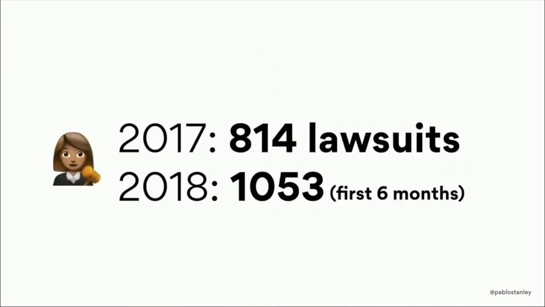By the way, this is just a number from 2017. I don't have the updated number for 2018. It should come soon. But in 2017, there were 814 lawsuits on website accessibility. By the first 6 months of 2018, there were already 1,053 lawsuits against people over web accessibility. So that can also be another way to convince your boss to do this. Okay, yeah, we'll use fear.